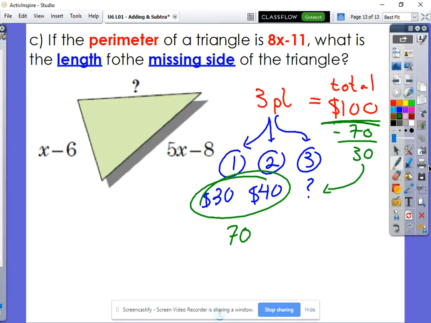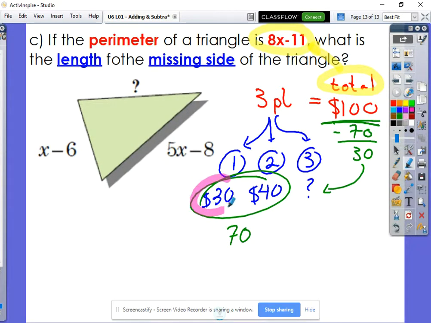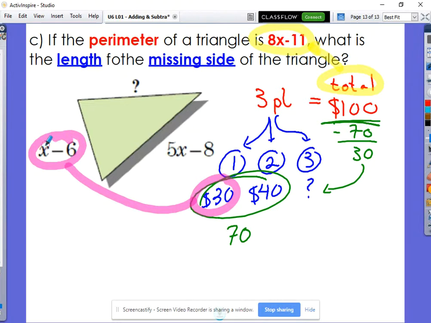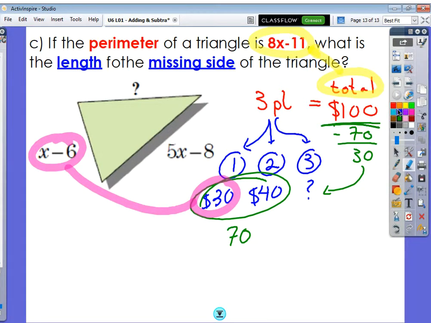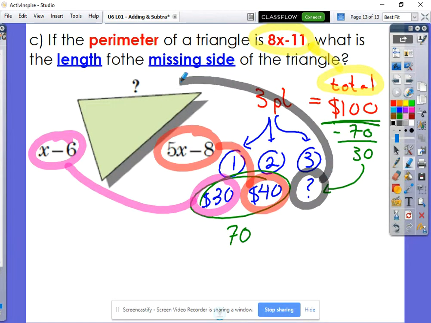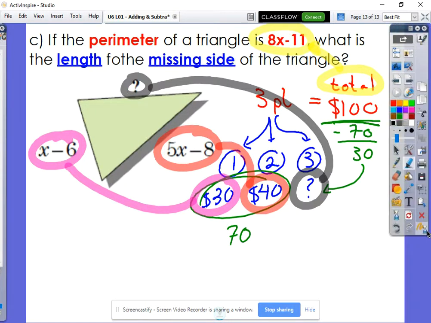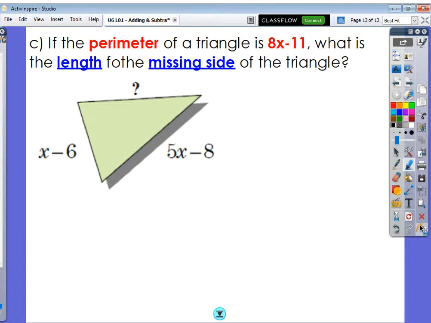It's a very similar process to that, except where our total was a sum of money, $100, now my total is the perimeter I've been given. The perimeter I've been given is my total. Then person one's amount of money, 30 bucks, is one of the sides I've been given. And person two's amount of money, 40 bucks, is the second side I've been given. And last but not least, person three that we don't know, there's our question mark. We're trying to find that third side. So let's apply that same idea to this whole process right here.